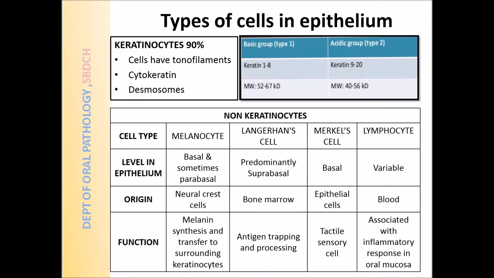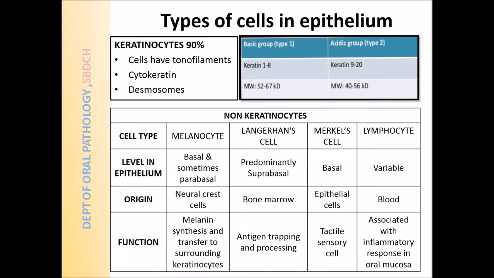Non-keratinocytes: melanocytes, Langerhans cells, Merkel cells, lymphocytes. Melanocytes are present in the basal or sometimes in the parabasal region. They originate from the neural crest cells. The main function of melanocytes is melanin synthesis and transfer to the surrounding keratinocytes.